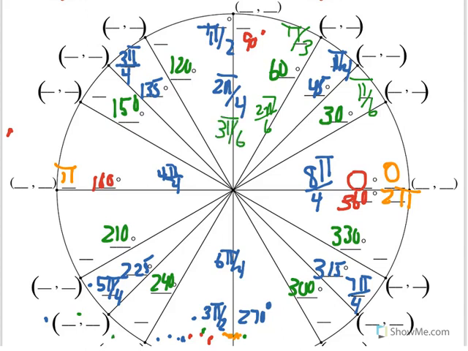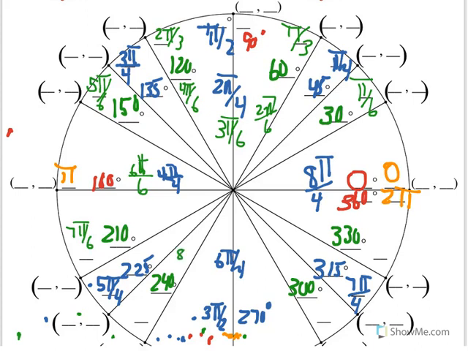Then at 120, we're at 4 pi over 6. And that reduces, so 4 pi over 6 reduces to 2 pi over 3. At 150, we're at 5 pi over 6. Then at 180, that's 6 pi over 6. Okay, see how that works. Then at 210, we're at 7 pi over 6.